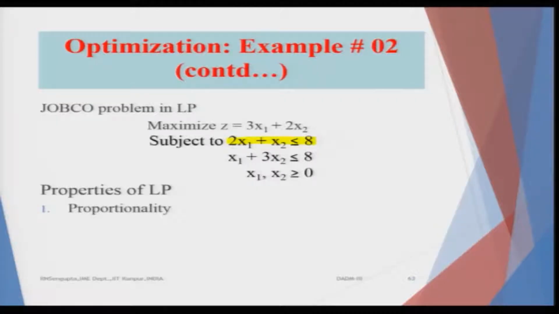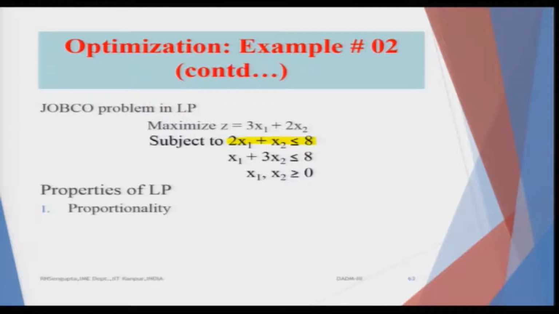On the other hand, consider this. This was a 1 unit increase in x2 from 0. Consider x1 was 0 initially, so x2 was 8. I am again concentrating on equation 1 only. So, if x1 is 0, then x2 is equal to 8. So, the utilization is total. So, there is no time left in machine 1.